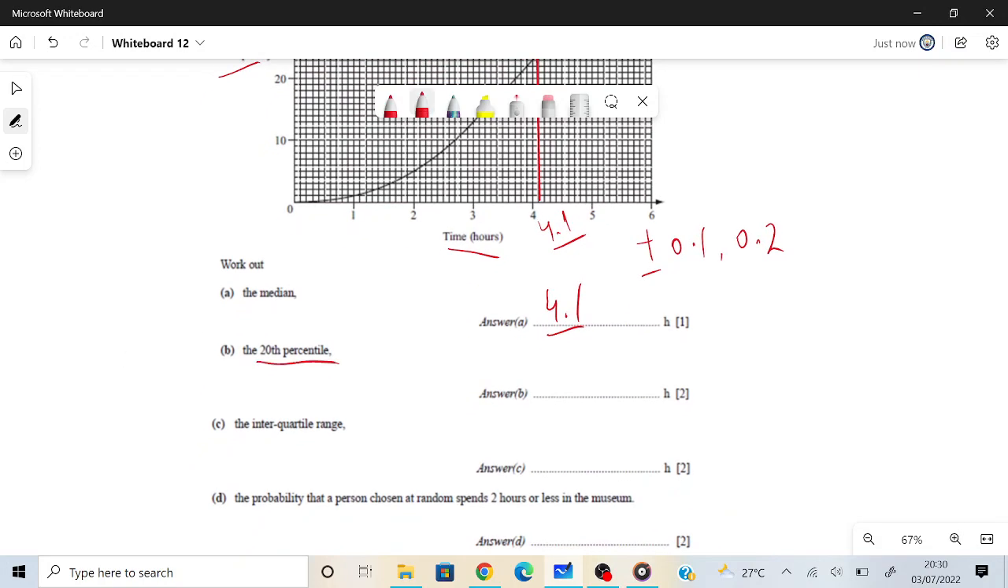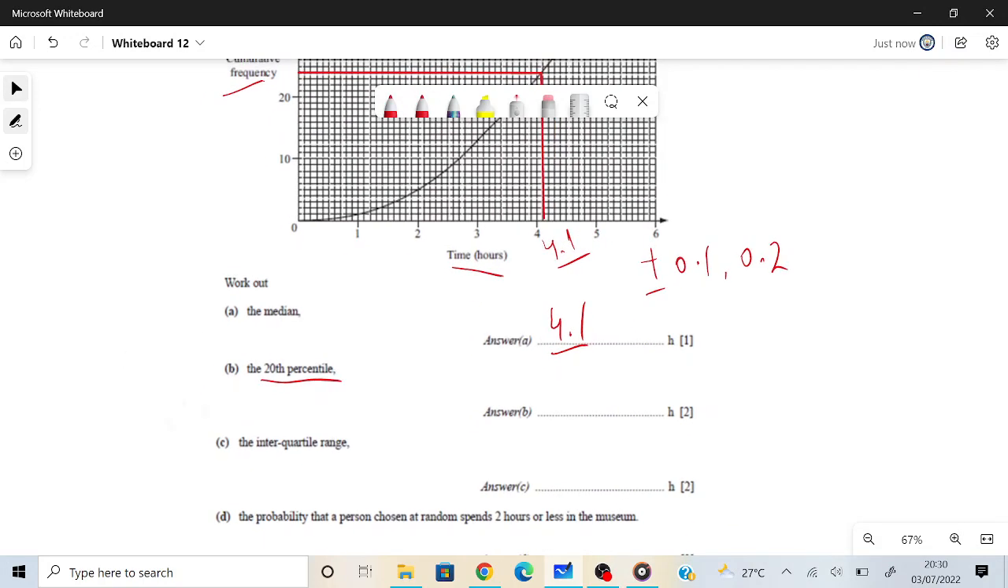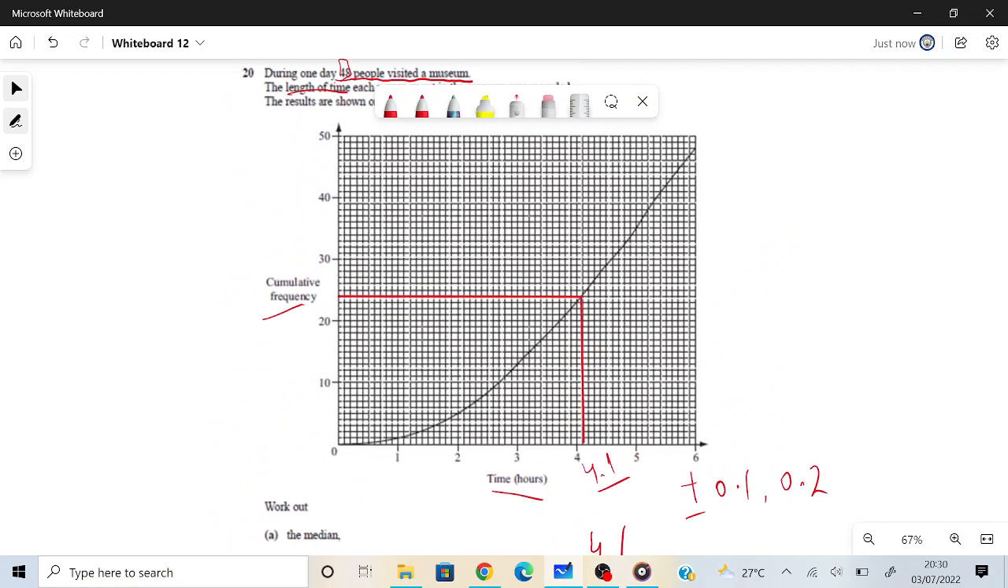Next question says 20th percentile. 20th percentile is nothing but the 20% of 48. So 20 over 100 times 48. We do this to find 20% of 48. So doing the honors, you should get 9.6. Let's do that again to confirm. Yep, 9.6.